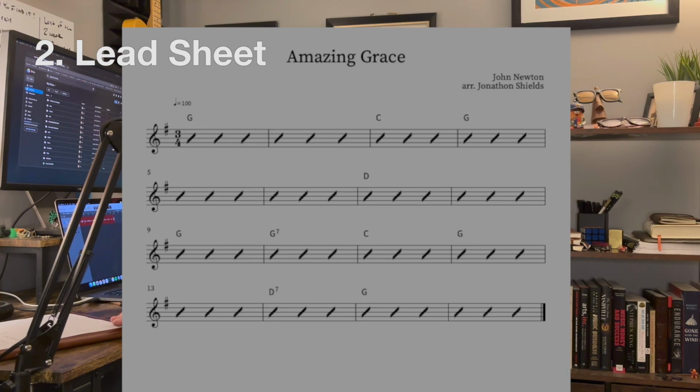But that's the only thing we're missing here. We have a time signature. We have chords. We know when we're supposed to play the chords because it's all laid out there on the measures. So that's just another version of a lead sheet.